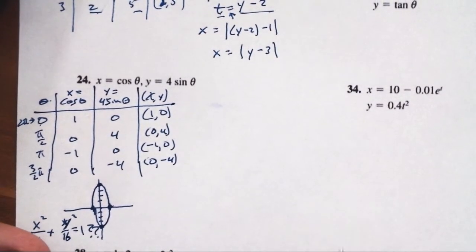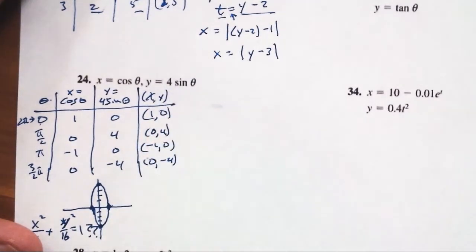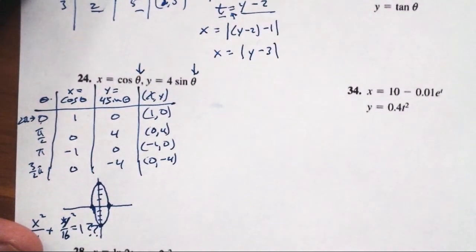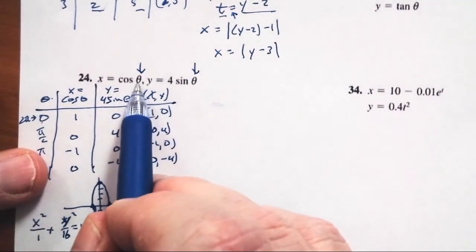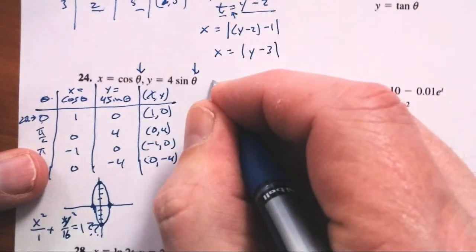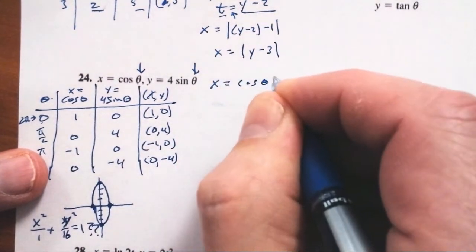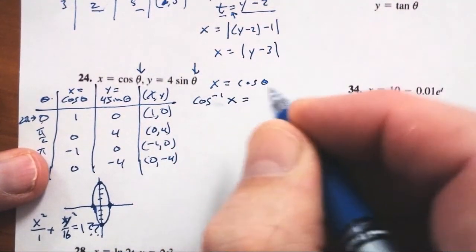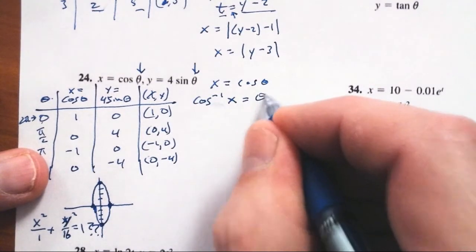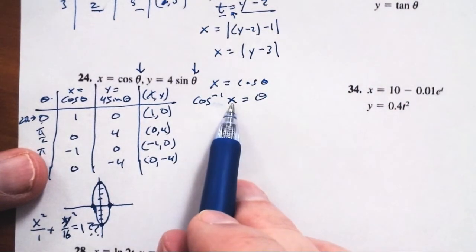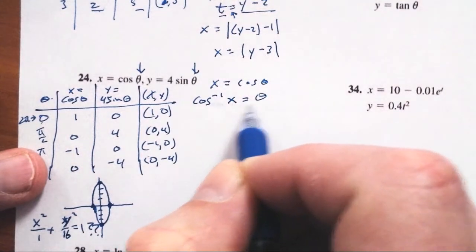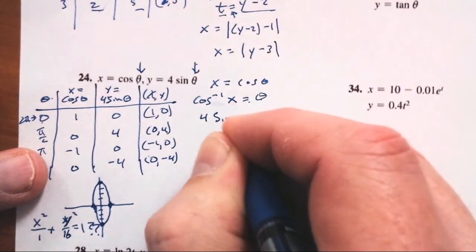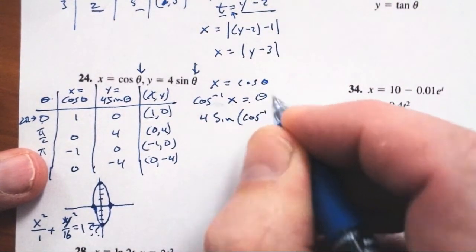Let's eliminate the parameter. Now, this is a little bit challenging here. To eliminate the parameter theta, I have to solve for theta. I'm going to solve for this theta right here. From x equals cosine of theta, how do I get rid of cosine? I have to take cosine inverse of both sides. So cosine inverse of x equals theta, which means theta may be replaced with cosine inverse of x. So I get 4 times sine of cosine inverse.